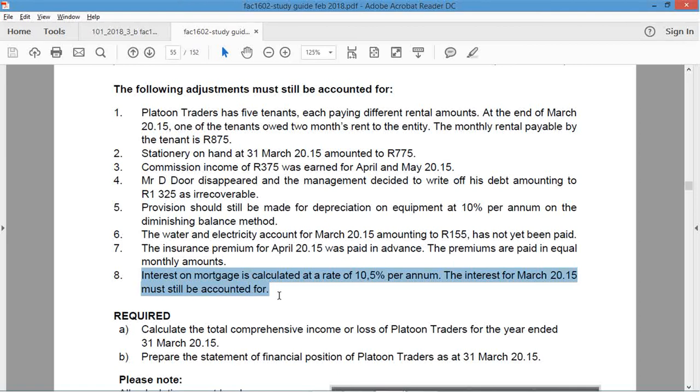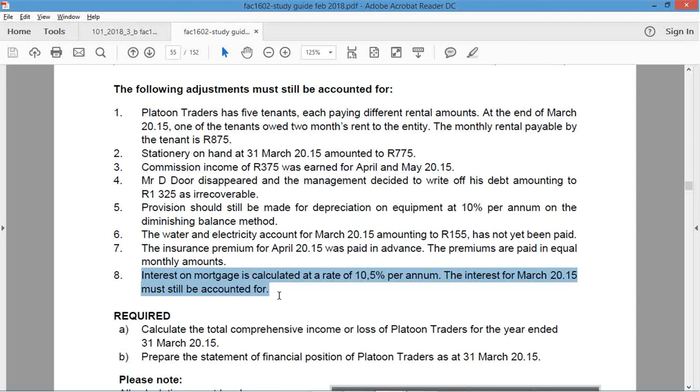Always go back to understanding the transaction. You just said interest on mortgage needs to go up. Why? Because it's expense. Expenses increase on the debit side. Yeah, that's the background in terms of the debit. But what happened here? Interest on mortgage is calculated. The interest for March 2015 must still be accounted for. So it's interest still owing. So what do we call that?